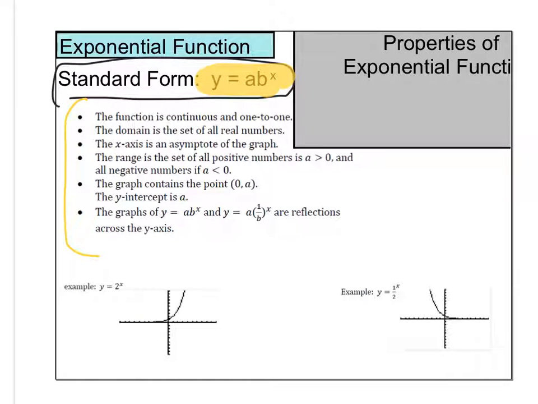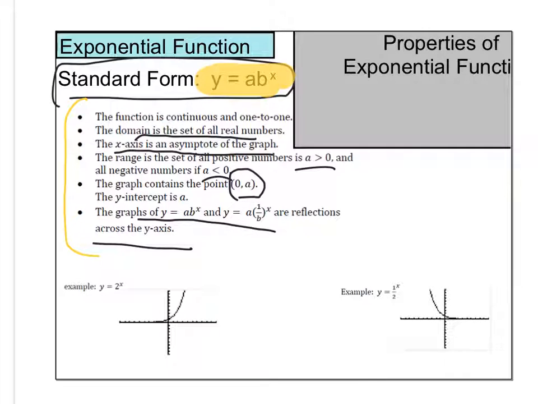The function is continuous. The domain is the set of all real numbers. The x-axis is an asymptote. The range is going to be greater than 0 or less than 0. It's going to contain the point (0, a), which means there's going to be a y-intercept.